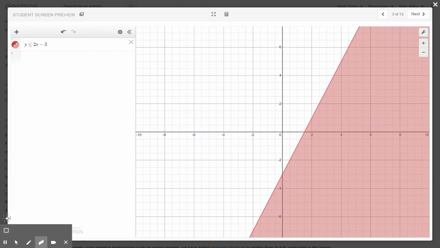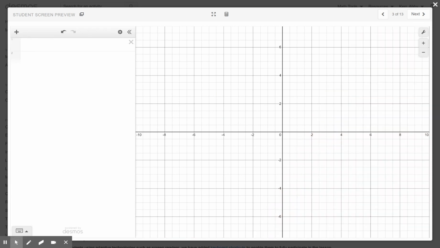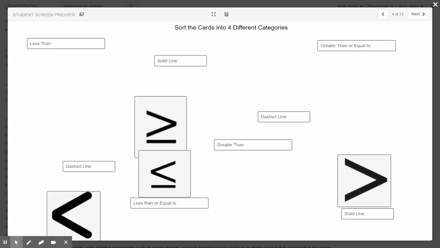Now in today's lesson, we're going to do two inequalities at once. That's why it's a system. And for it to be an answer, it needs to be in the double shaded area, which we will talk about shortly. So let's move on to the next slide and let's do a matching activity.